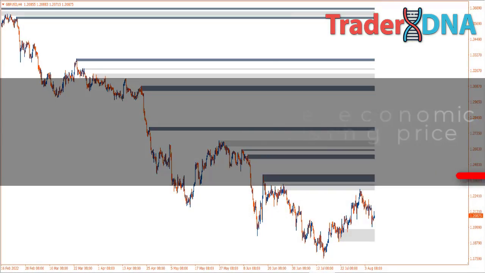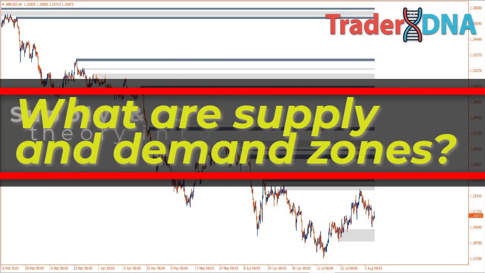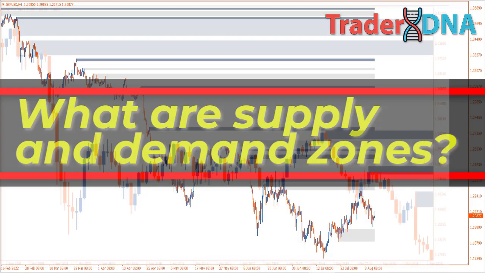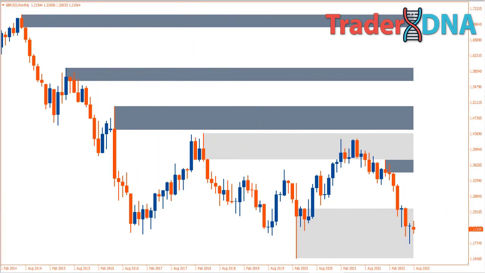Supply and demand zones put the economic theory into a trading strategy using price charts. So, what are supply and demand zones? The supply and demand laws control all marketplaces. When discussing trading in the market, most traders depend on technical indicators to identify imbalances. However, others watch supply-demand trends and zones to formulate a trading strategy governed by economic theory.